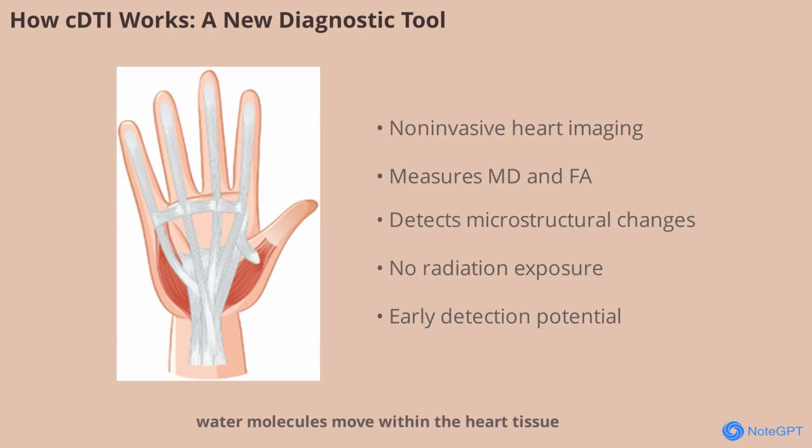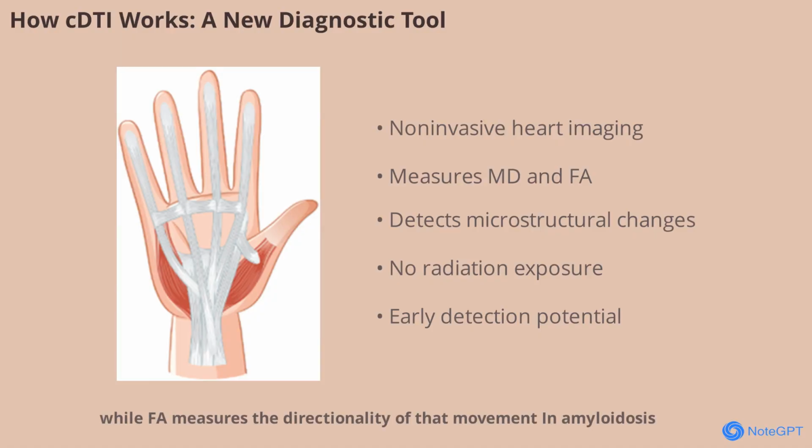Two key parameters measured by CDTI are mean diffusivity (MD) and fractional anisotropy (FA). MD reflects how freely water can move, while FA measures the directionality of that movement. In amyloidosis, amyloid deposits increase MD and decrease FA, indicating microstructural changes in the heart.